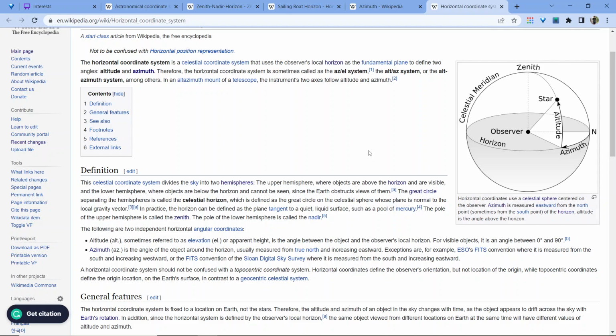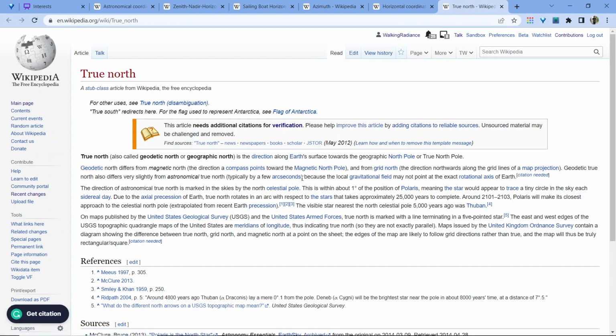Azimuth is the angle of the object around the horizon, usually measured from true north and increasing eastward. Exceptions are, for example, ESO's FITS convention, where it is measured from the south and increasing westward, or the FITS convention of the Sloan Digital Sky Survey, where it is measured from the south and increasing eastward. So true north is also called geodetic north or geographic north.